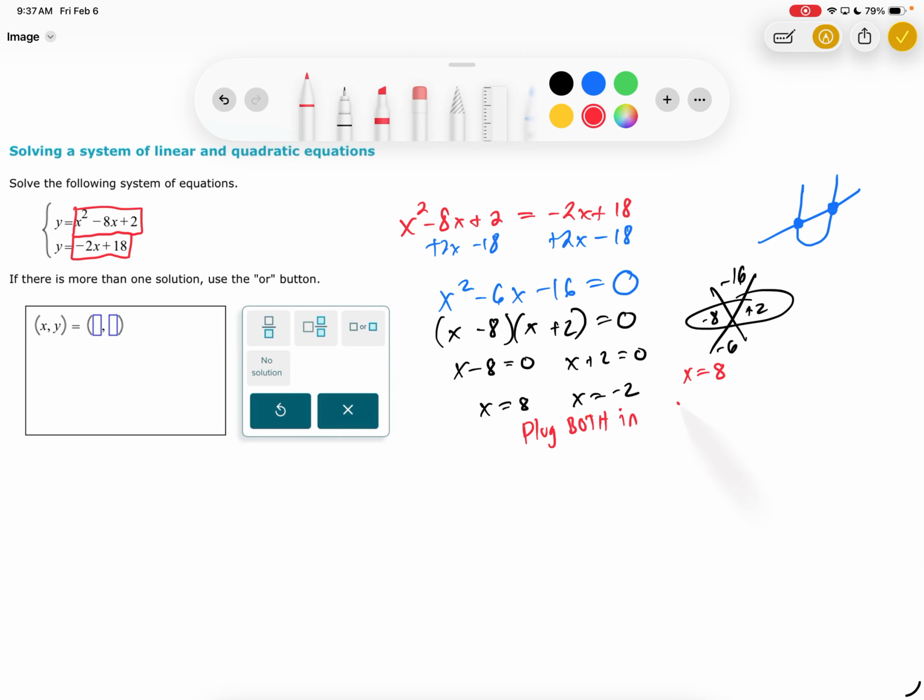So if I plug in x equals 8, I'd plug it into the bottom one because that'd be easier, right? Negative 2 times 8 plus 18. You could plug it into the top one if you wanted to. That'd be y equals 2. And if I plug in a negative 2, that's y equals negative 2 times negative 2 plus 18. That would be y equals 22. So these intersect at the point 8, 2 and negative 2, 22.